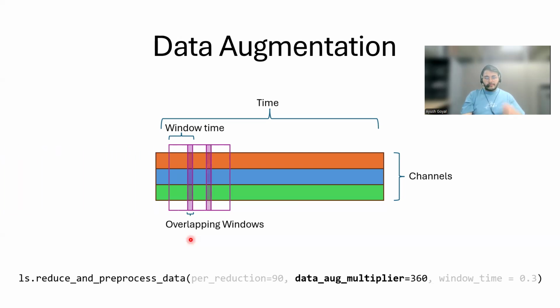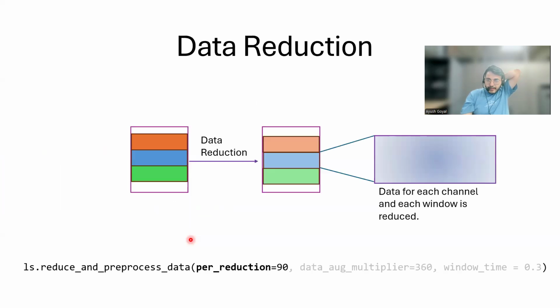This is another example of how the windowing would happen for the whole thing. The next thing is data reduction. What we do is let's select one window after windowing and augmentation and so on. We take one window and then we reuse that window itself.